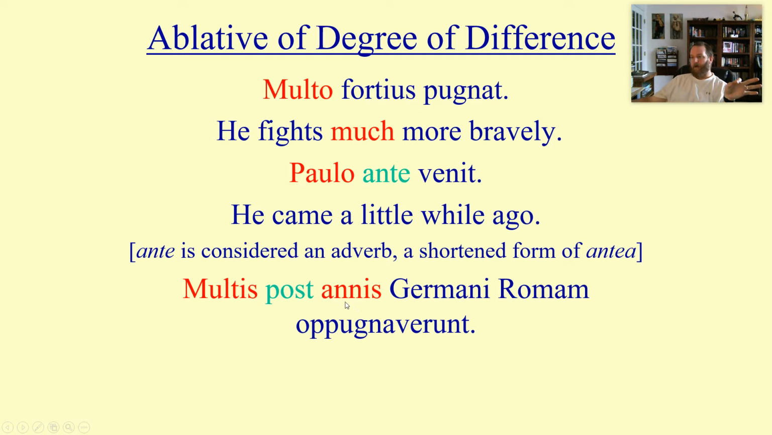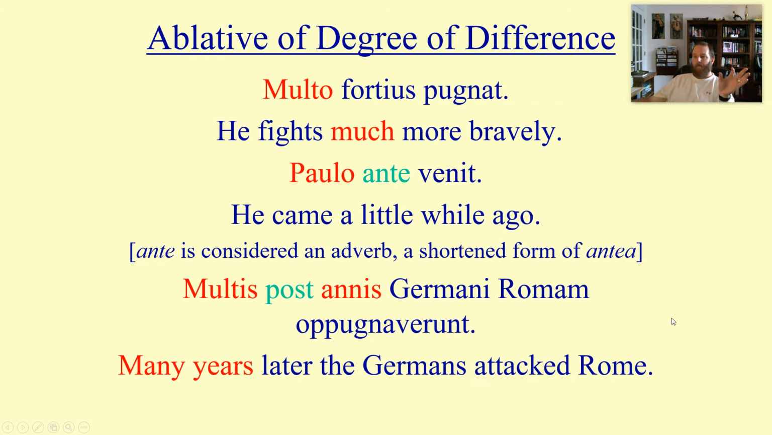Okay. So post can mean after or later sometimes. This tells you later by how much, because obviously later is very broad. It could be a bit later, it could be a day later, it could be 5 years later. Here it's post multis annis. How late? How much later? Later by many years, or you could say many years later, the Germans attacked Rome.